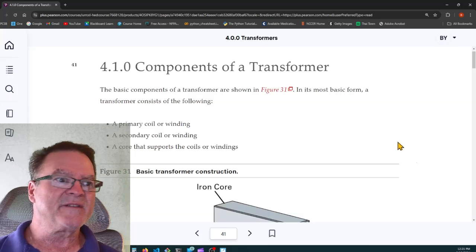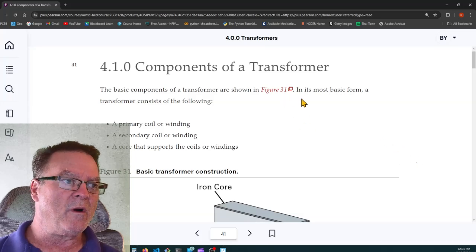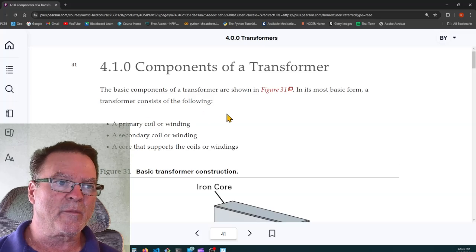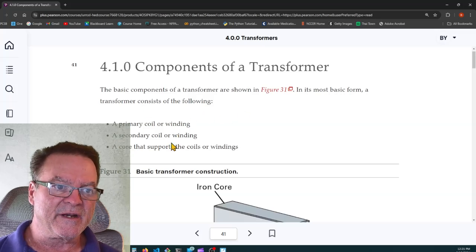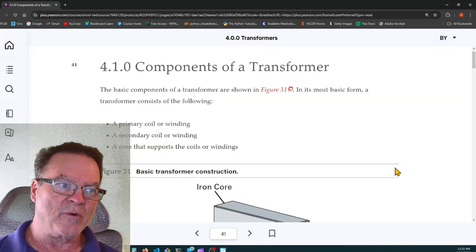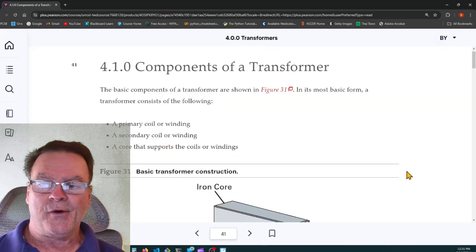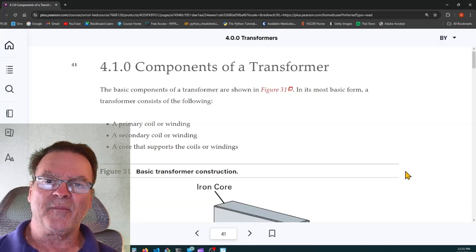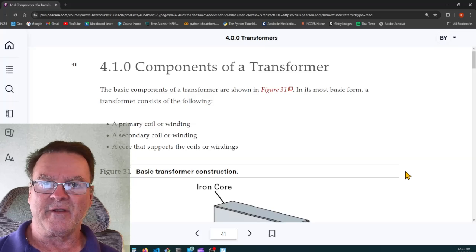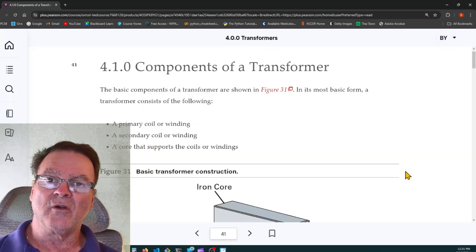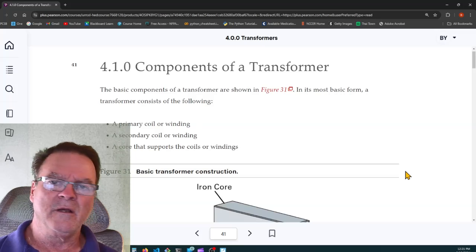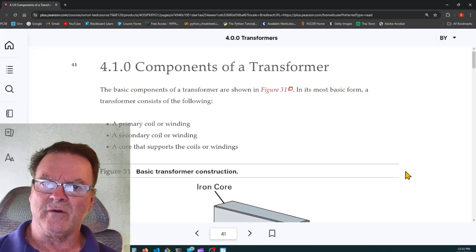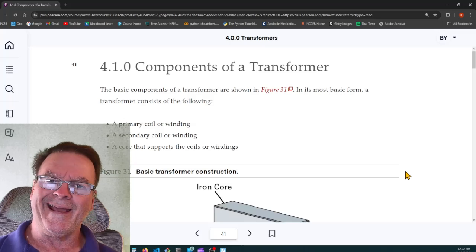Components of a transformer. Basic components of a transformer are shown in Figure 31. In the most basic form, a transformer consists of a primary coil, a secondary coil, and a core that supports the coils or winding. So you can take a screwdriver and two pieces of wire, wrap the first piece of wire around the screwdriver, then wrap the second piece of wire around the coils of the first piece of wire. And if you take that first coil and put some alternating voltage on it, 120 volts, you'll get an output on that secondary wire.